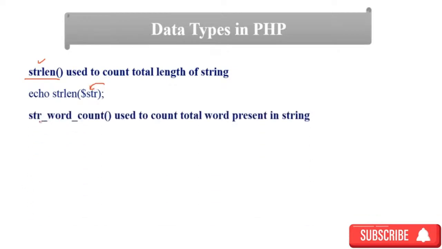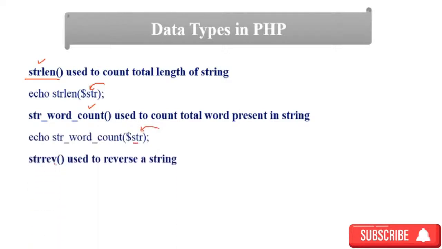Another is str_word_count. You can count the total number of words in a string. For example, you have to pass a variable, and this variable should have a value. Another is string reverse. You can reverse any string using the strrev method. So this is the method to reverse any string.